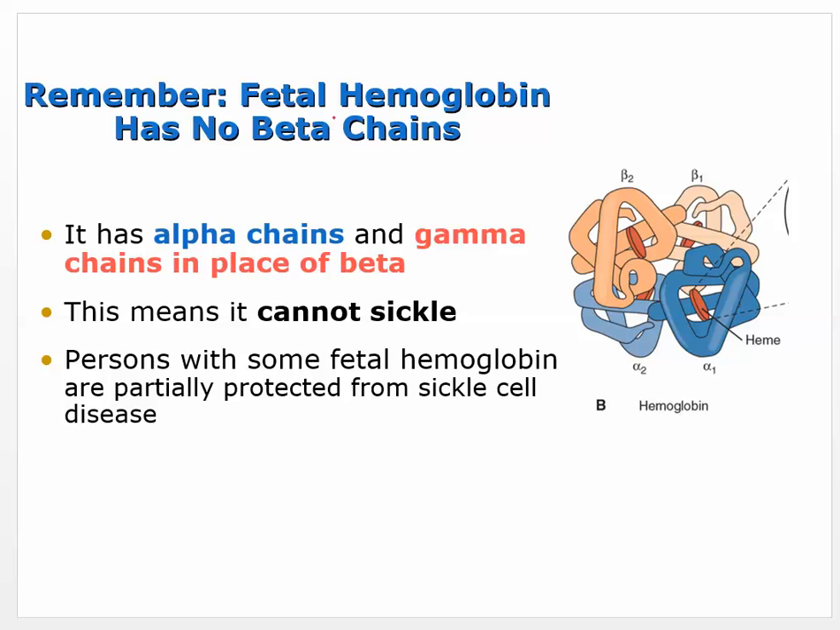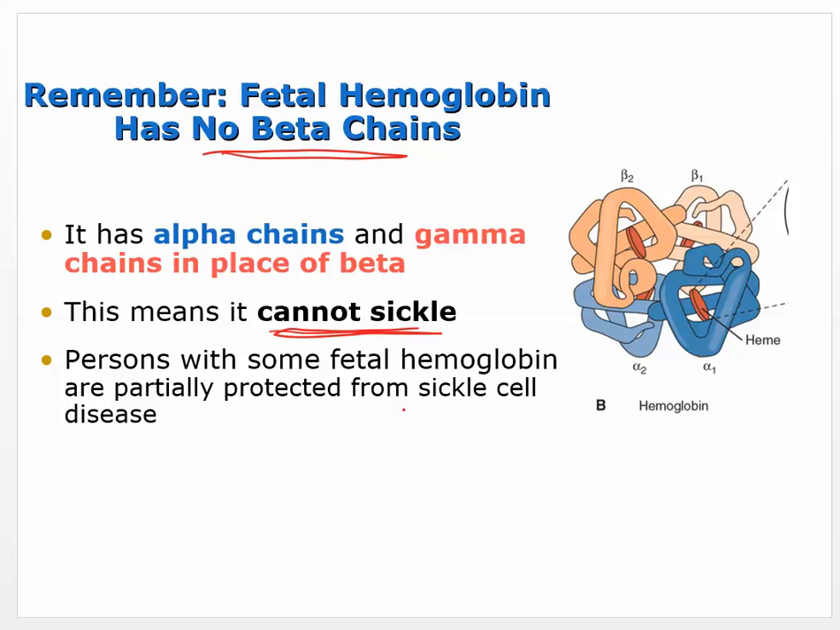Okay, so remember, fetal hemoglobin has no beta chains. So if it doesn't have beta chains, it's not going to see the mutation. It has alpha chains and gamma chains in place of the beta. That means fetal hemoglobin cannot sickle. And everybody makes some level of fetal hemoglobin. Usually it's only like 1.5%, something like that. It's pretty low.